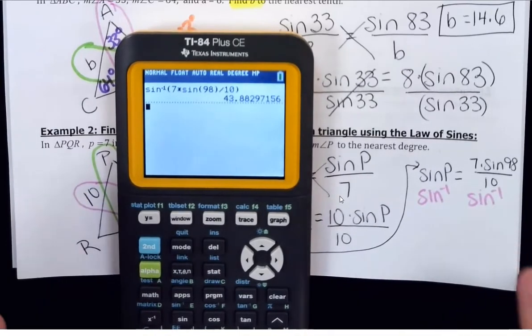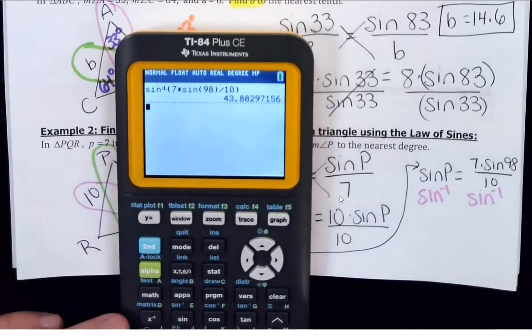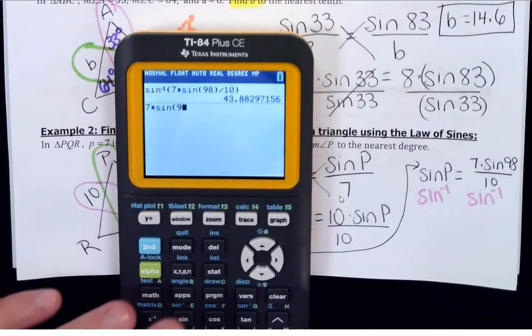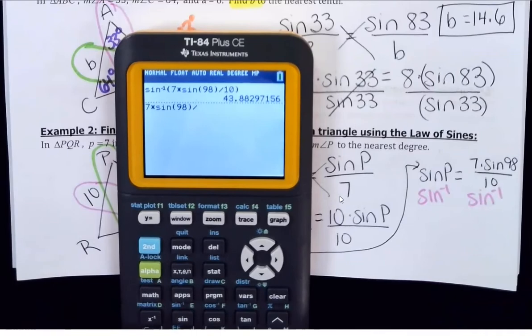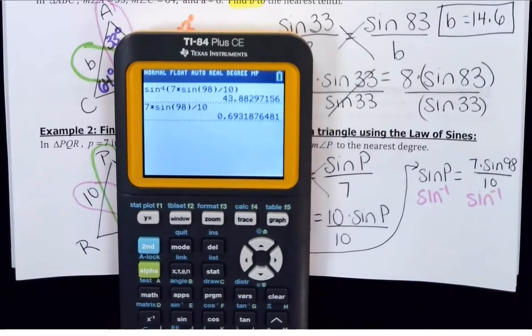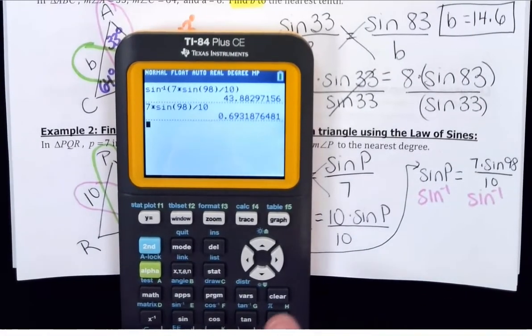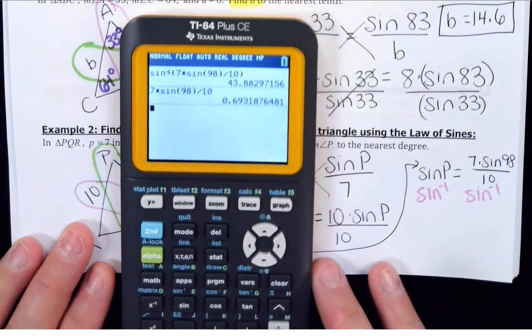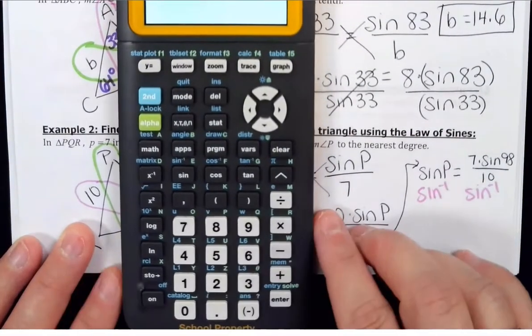Or, I'm just going to show you another way to do this. If you want to do 7 times the sine of 98, and then divided by 10, I need to take the inverse sine of that. And I don't want to round it because that would make my answer inaccurate. So I'm just going to show you these buttons here, hopefully on the screen.